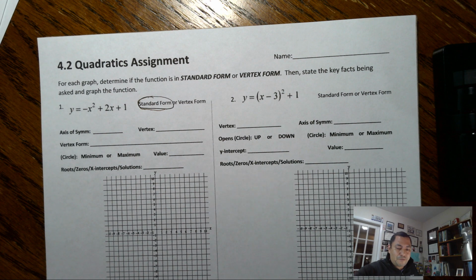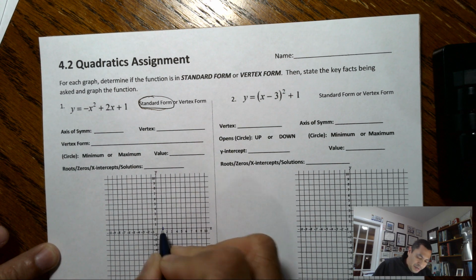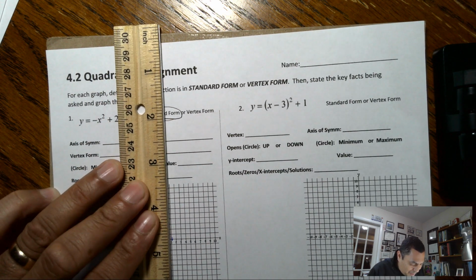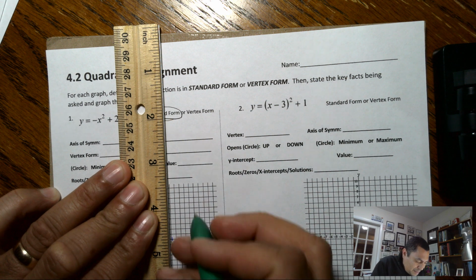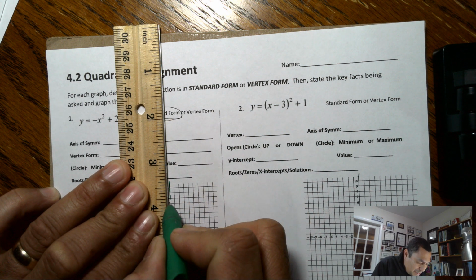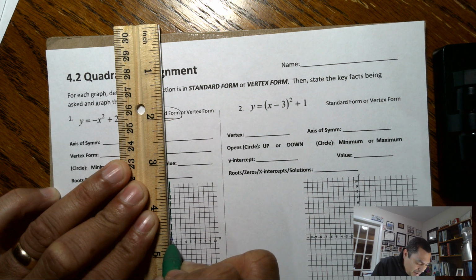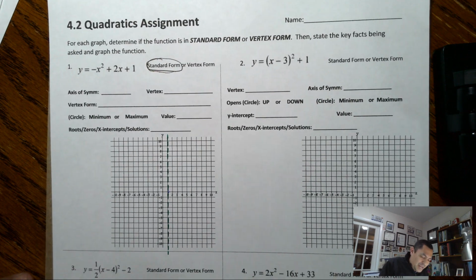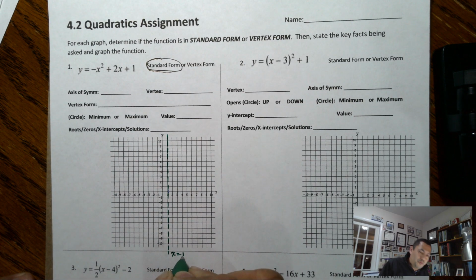So if I graph that axis of symmetry, I go to 1 here, and I'm going to use this green marker, green pen, and I'm going to draw a dotted line. That's my axis of symmetry. That will be the first step that I will do: mark the axis of symmetry at x equals 1.